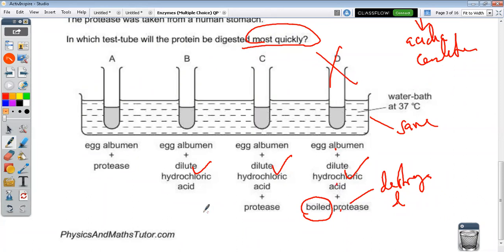Clear? The challenge with B, there is no what? No enzyme. Though the pH is correct, no enzyme to digest what? The protein. So what's the answer? C.